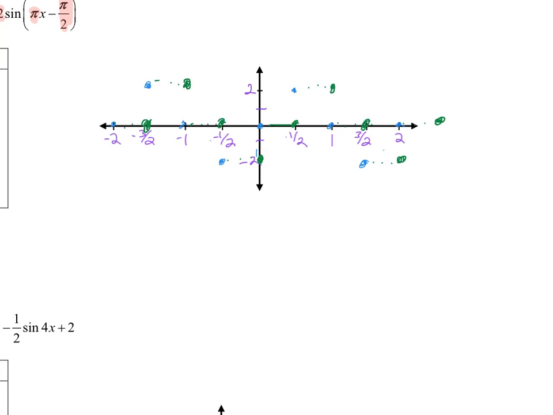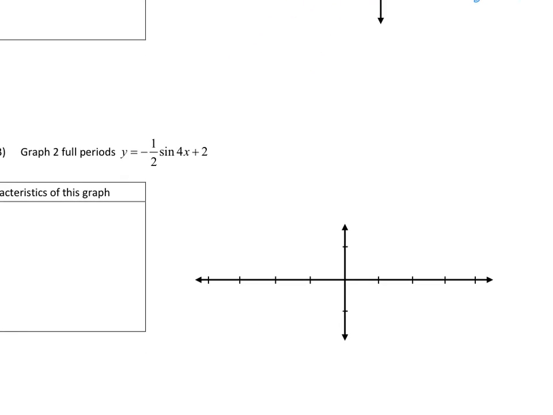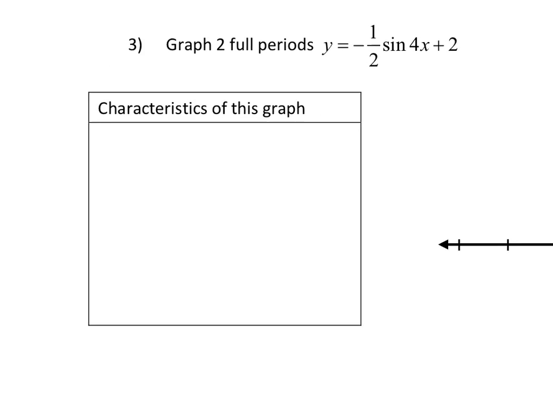Done blue, green. Okay, if we're stuck with red, going through the green dots, I give myself a little extra on the beginnings and ends of my graph, just to show I know where it's going. Okay, there's my 2 full periods of these graphs. All right, now let's look at this one.